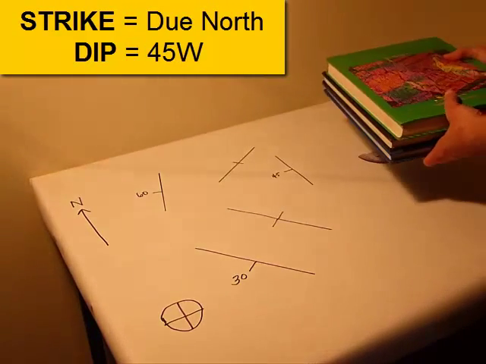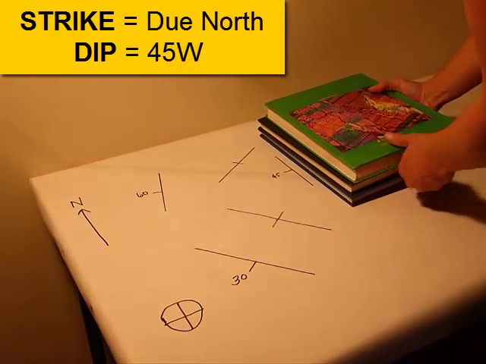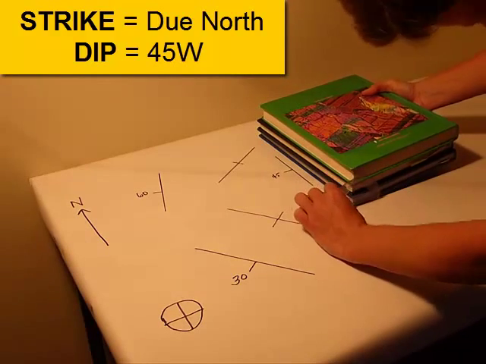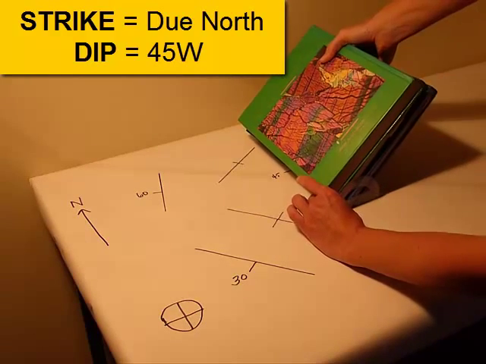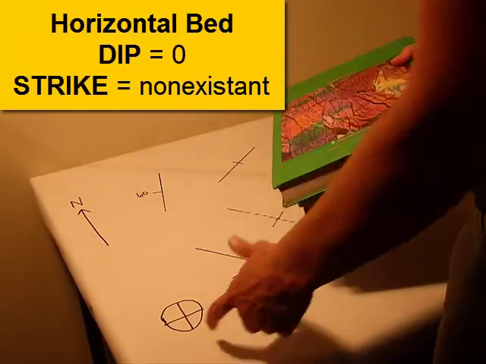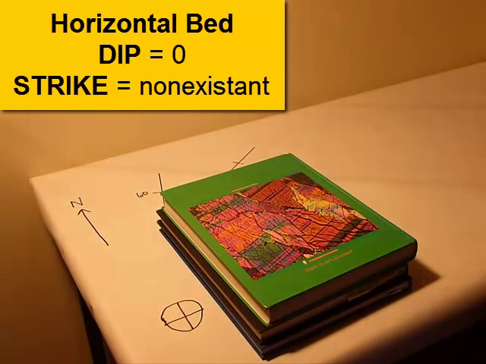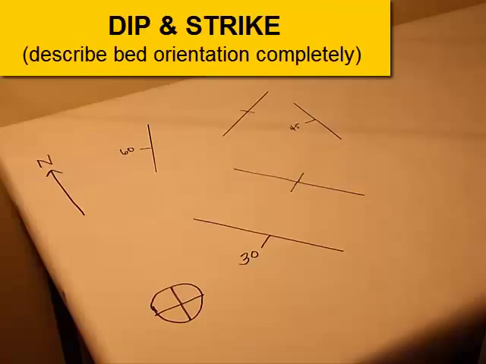This attitude is striking due north, and the dip is 45 degrees west. And finally, we return to a horizontal bed. Note the 0-degree dip. And the strike? Since strike is the line that forms when the bed intersects a flat plane, and this bed is parallel to the table, never crossing it, there is no strike line. Note that each unique attitude mark describes a unique bedding orientation.